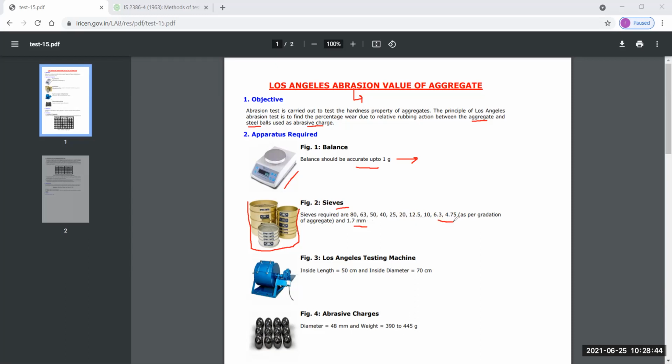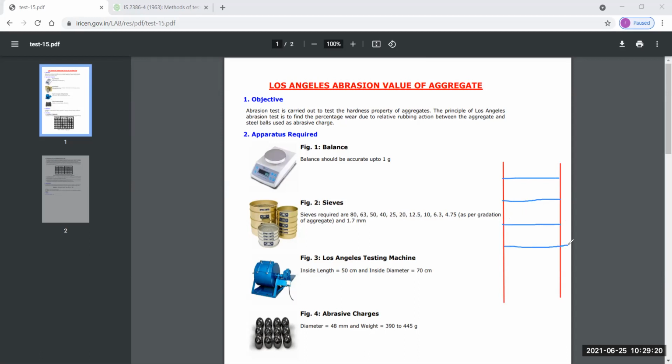These sieves are arranged in descending order. Just see here, we arrange all the sieves in our descending order. Here we use the 80 mm sieve, here our 63 mm sieve, here our 50 mm sieve, here our 40 mm sieve, here our 25 mm sieve, here our 20 mm sieve, here our 12.5 mm sieve, and so on.